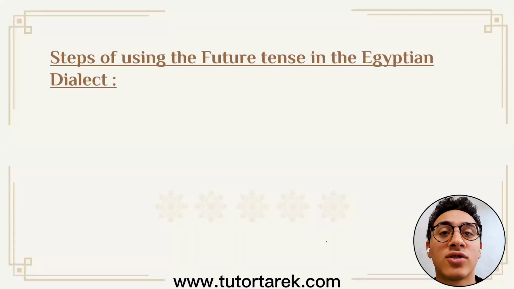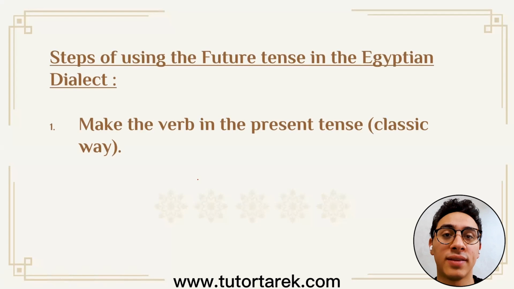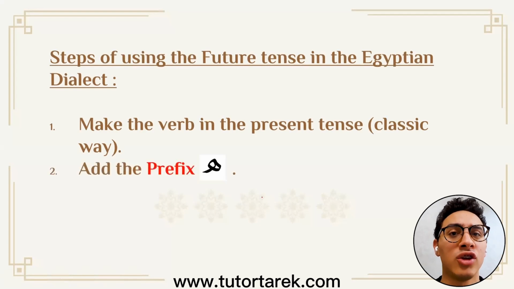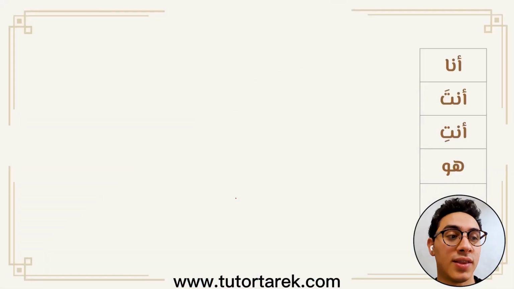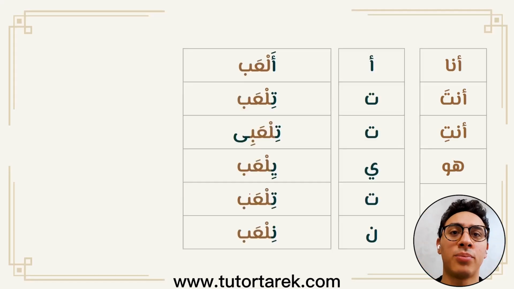Let's learn the steps to change any verb to the future tense. Keep in mind, you have to learn the present tense, because the first step is making the verb in the present tense, the classic form, which doesn't contain a ba. So when you put the verb in the present tense with the suitable pronouns, it's the first step in the future tense. Then you just add a ha. That's it. Very easy. The six personal pronouns which we already learned together have the present tense prefixes, and that's how we make them in the present tense.